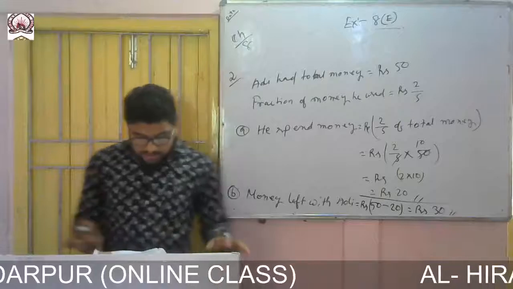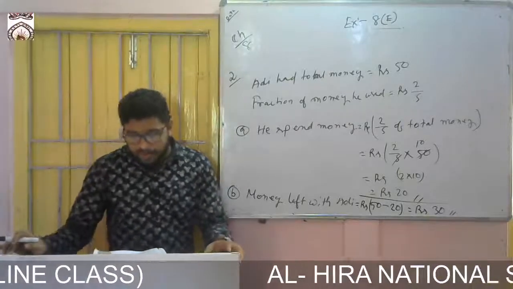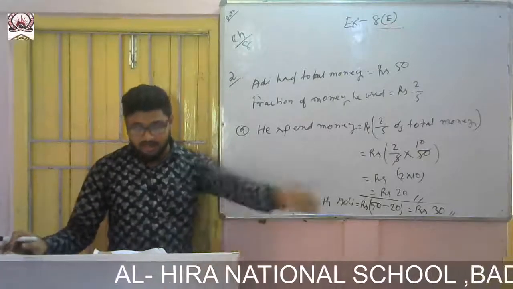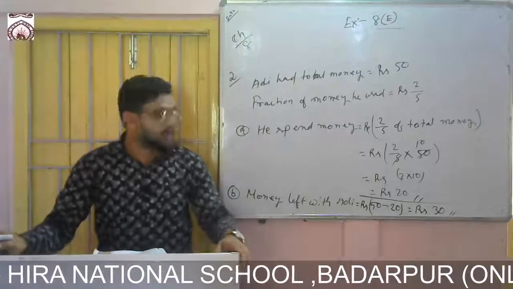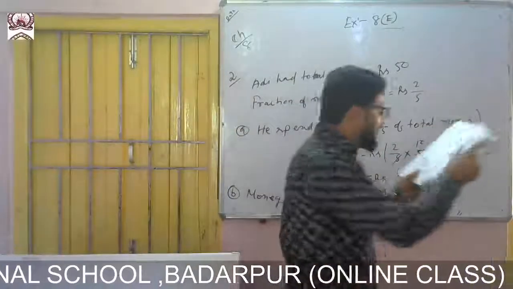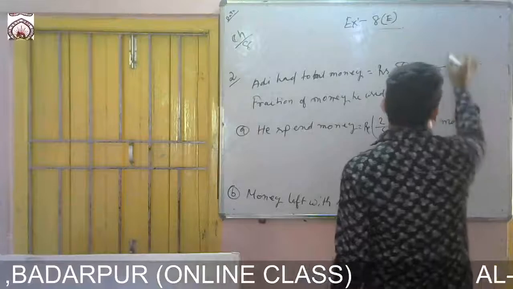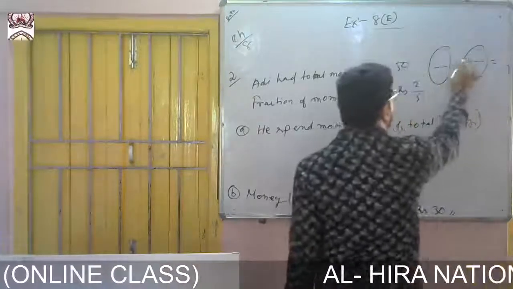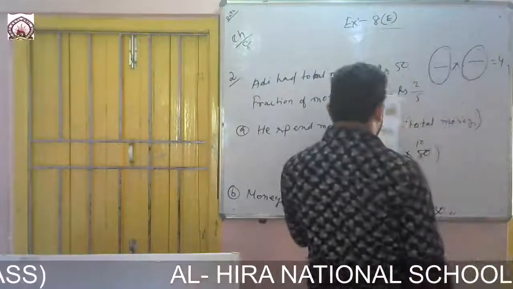Okay. Now come to question number 3. The product of two fractions is 4. If one of them is 3/8, find the other fraction. So the question says the product of two fractions is 4. That means, suppose these are two fractions, and the product, that means multiplication, is 4.